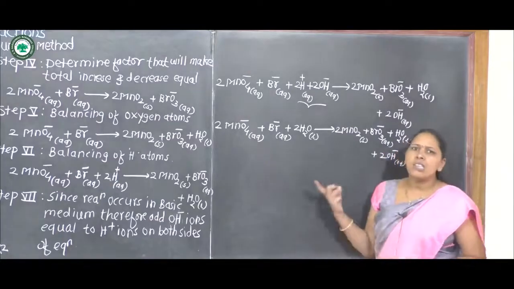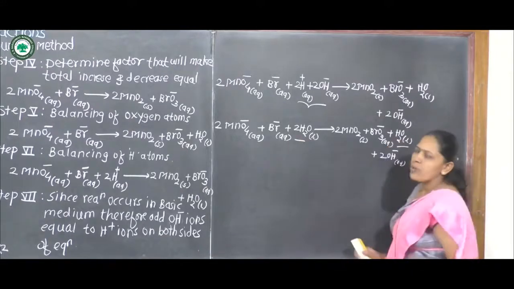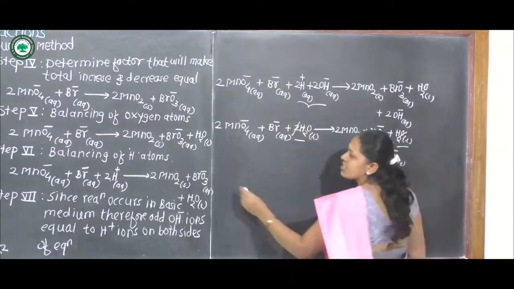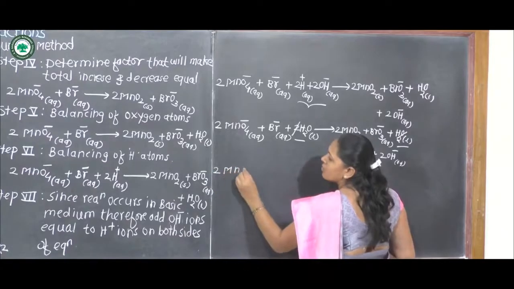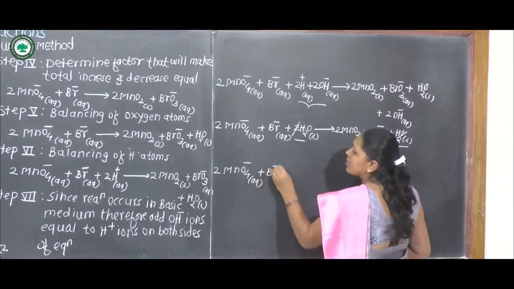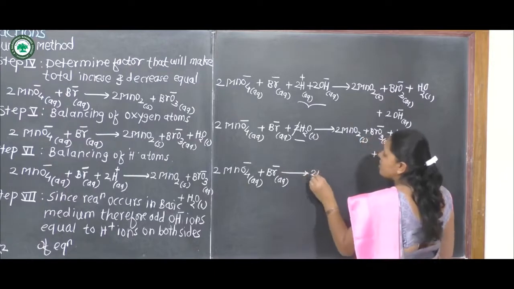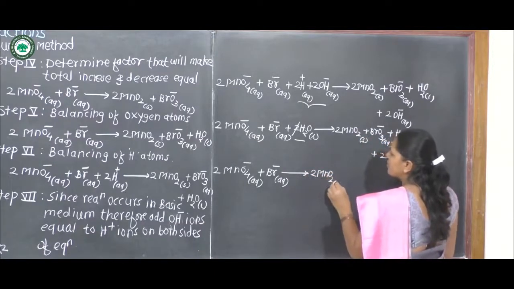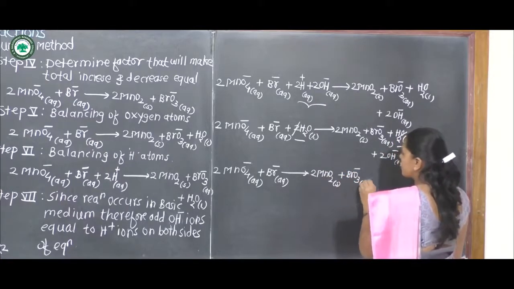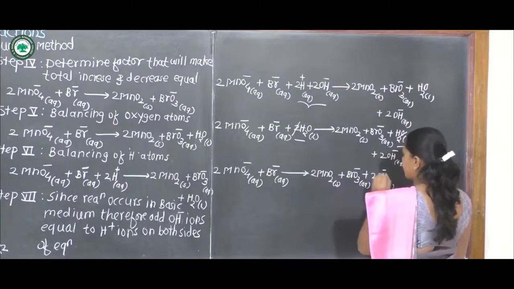By observing the equation, it indicates that of the 2 water molecules on the left and 1 on the right, 1 water molecule gets cancelled. The remaining reaction is 2MnO4⁻ + Br⁻(aq) gives 2MnO2 + BrO3⁻ + 2OH⁻(aq).